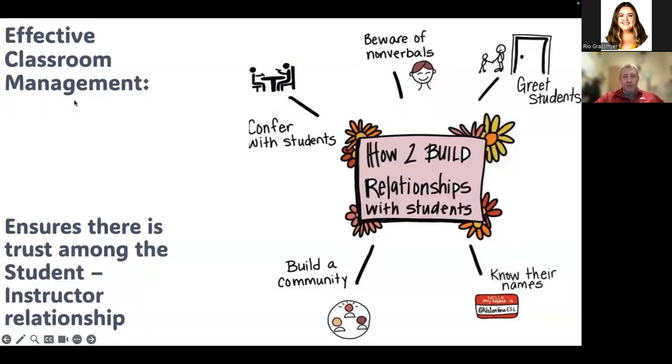Beware of nonverbals. Greet your students. If you meet in the morning, if you meet in the evening, greet your students. Let them see that you're there for an educational opportunity, and let them know that you care. Greet them, say hello, good morning, good evening. Just let them know that you're there. Build the community. And lastly, confer with your students.